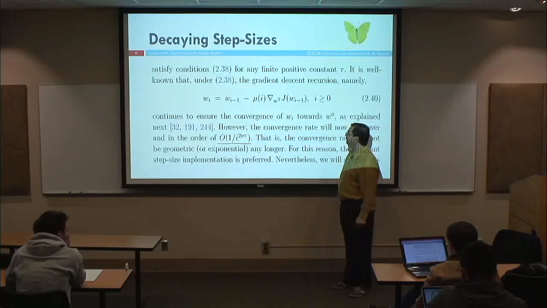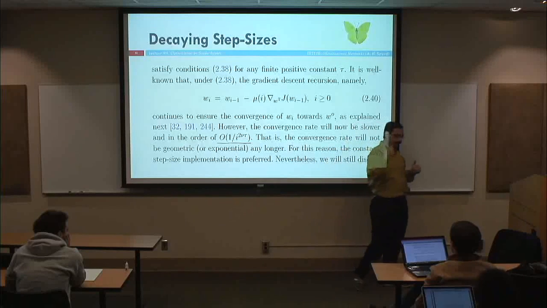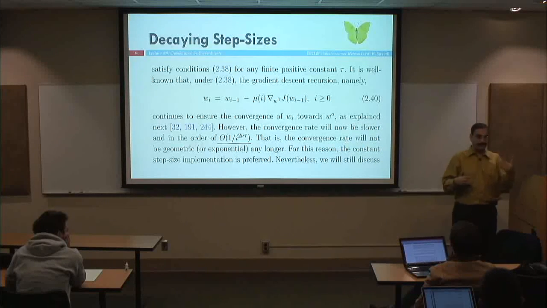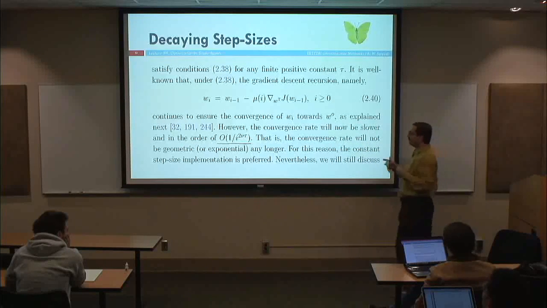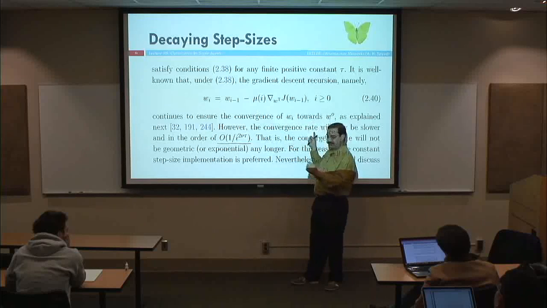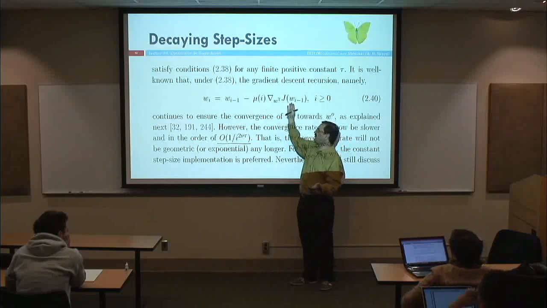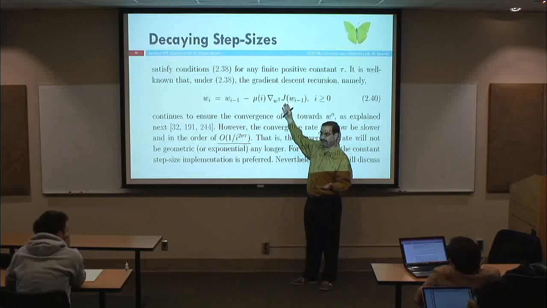Number 2, but even then, a decaying step size has one disadvantage from the point of view of adaptation and learning. Because if this step size is going down to 0, as it is required to go down to 0, after it has become very close to 0, adaptation stops, because the influence of this term essentially goes down to 0.